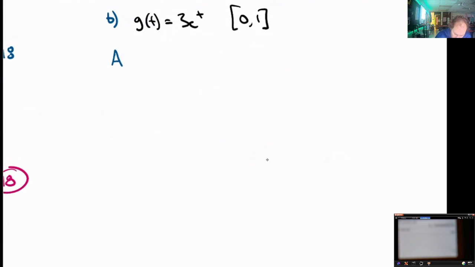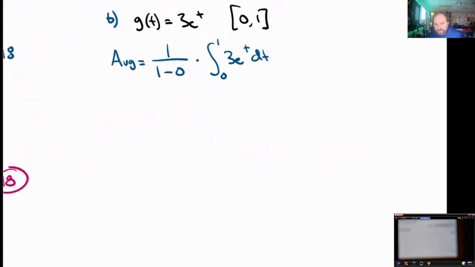So the average value is equal to 1 over 1 minus 0 times the integral from 0 to 1 of 3 times e to the t power dt. Again, I probably don't need a calculator for this because I can probably do it by hand, but I'm going to use it anyway because we probably want a decimal answer anyway. If I try to do this by hand, I'm going to end up with an answer that's in terms of e to some power.